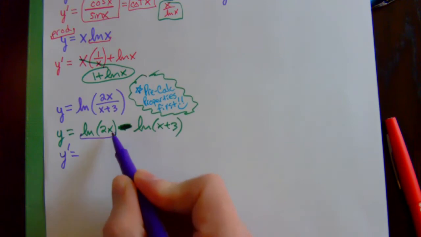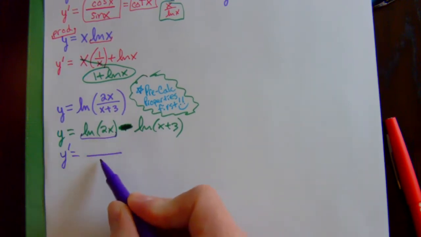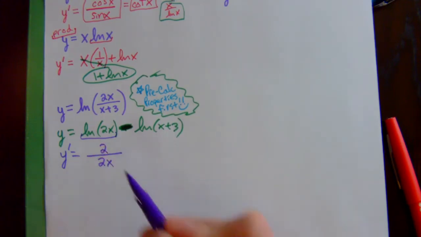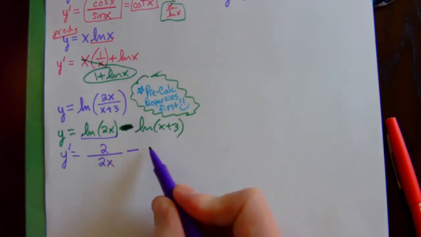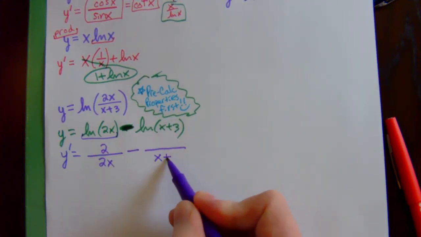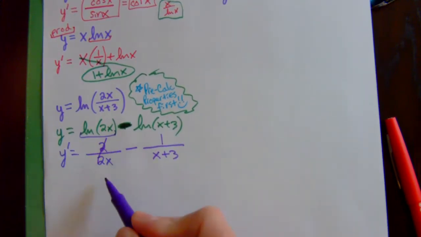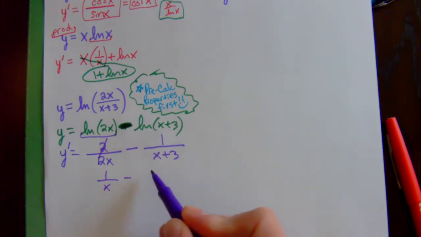So if I have the ln of 2x, when I do the derivative, I'm going to go 1 over that 2x, and I'm going to times it by the derivative of that 2x, which is just 2. And then I do the derivative of this. So I'm going to go 1 over that x plus 3 times the derivative of the x plus 3, which is just 1. And then right here, it simplifies to this.